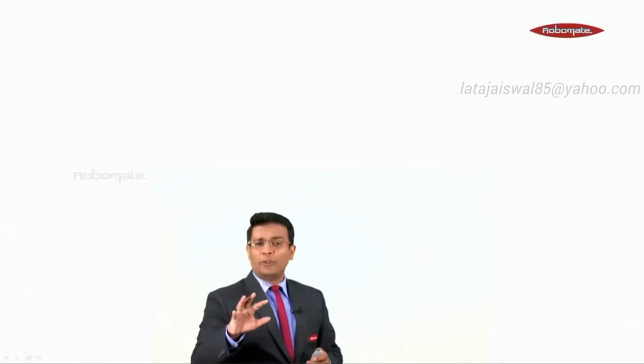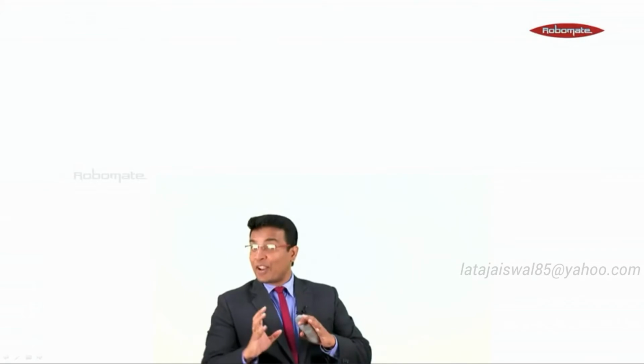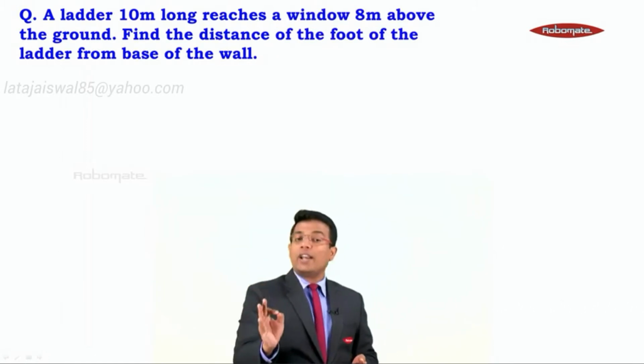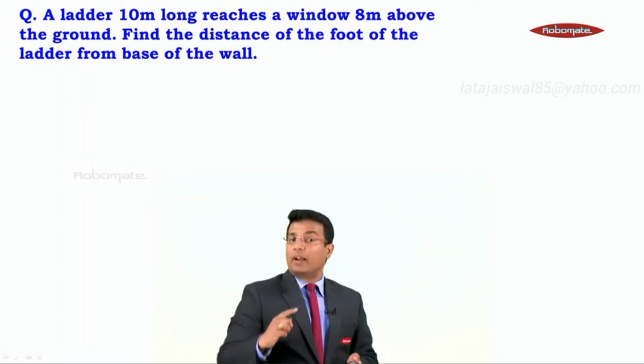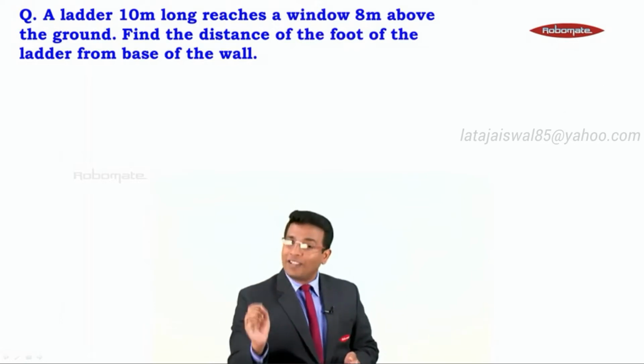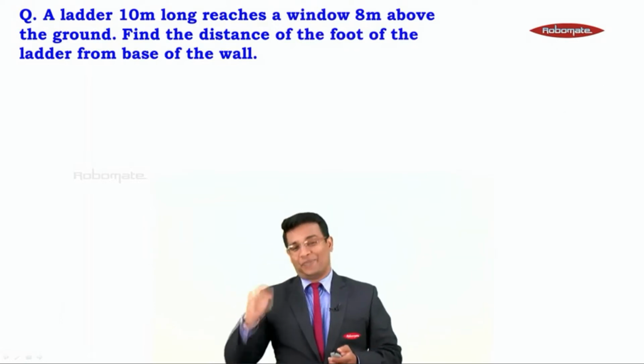We have learned the theorem of Pythagoras. Now we are going to do a sum based on that. Let's see if we can apply the theorem of Pythagoras in a sum. The sum says that a ladder 10 meter long reaches a window 8 meter above the ground. Find the distance of the foot of the ladder from the base of the wall.